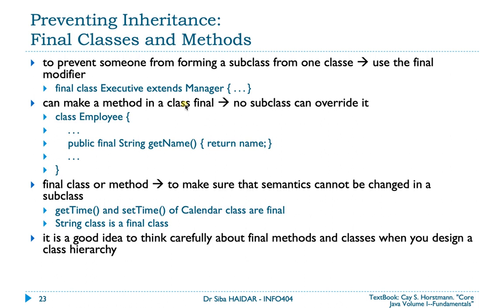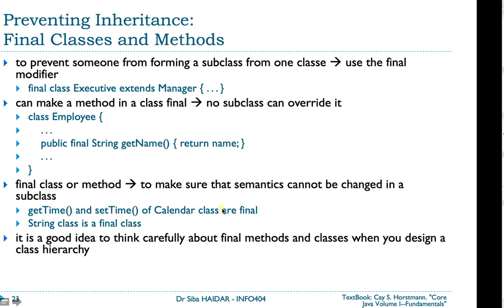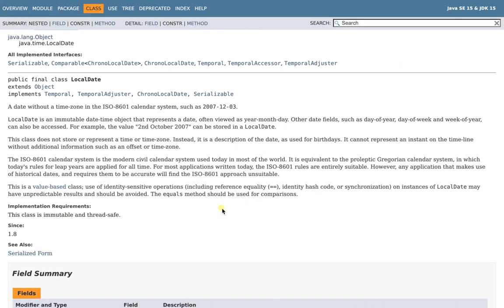So a final class or method is made to make sure that the semantics cannot be changed in a subclass. For example, in the class Calendar, the getTime and the setTime are final. Why? Because the class Calendar, let us see it inside the Java doc.